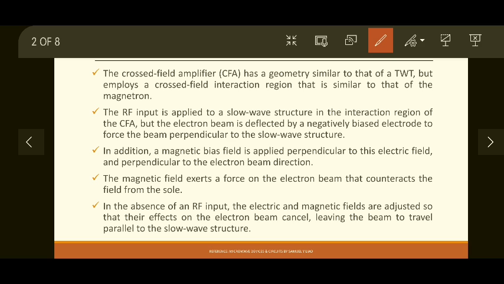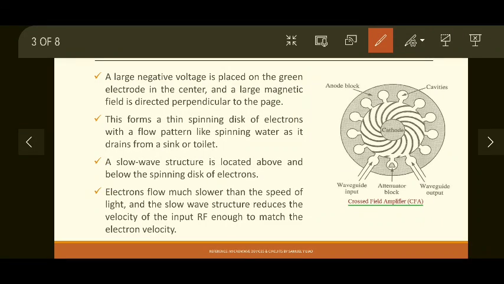Okay, so if no input is given, then the electron beam will travel unaffected, because the perpendicular fields, the electric and magnetic field, as this is a crossfield tube, will cancel each other out and the electron beam will pass without any deviation. So it is important to apply the RF input, that is our microwave input, which we want to amplify now. That's how the amplifier is achieved.